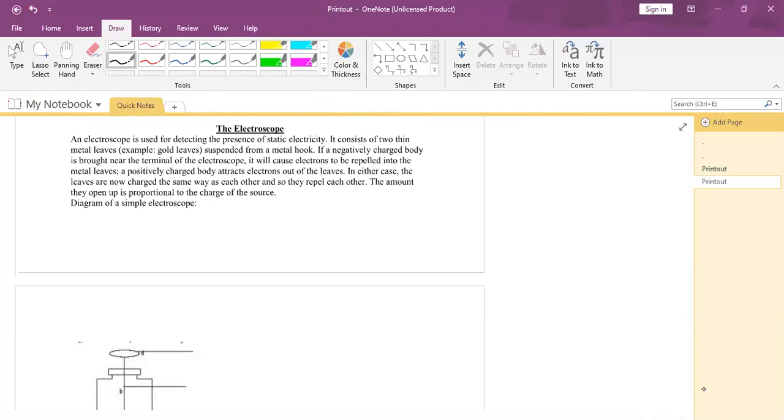All right. So let's bring our minds to a little bit of physics again, back to a physics topic. There's an interesting, simple apparatus called the electroscope. The function of the electroscope is just to detect charges. That's all it does, to detect the presence of charges. An electroscope is used for detecting the presence of static electricity, right?